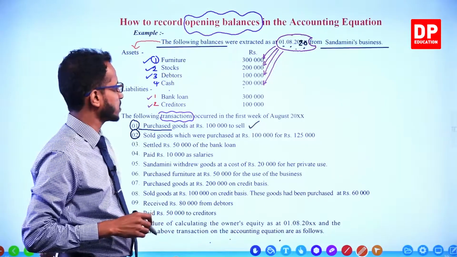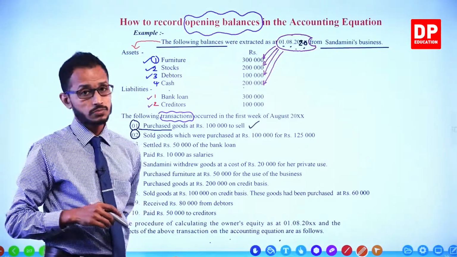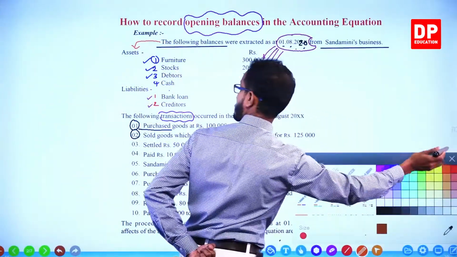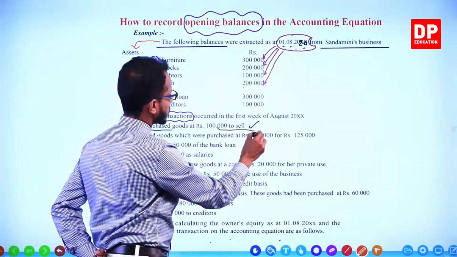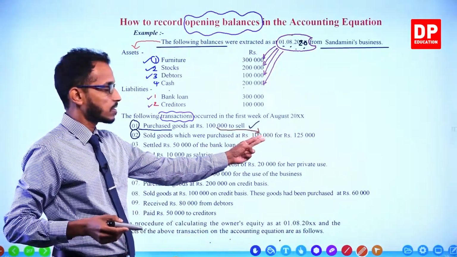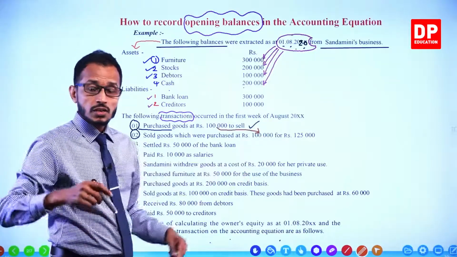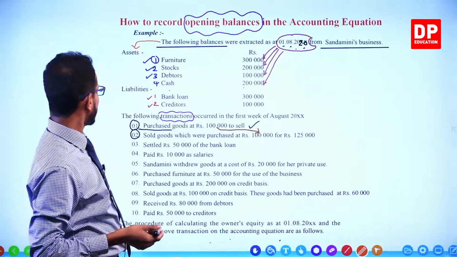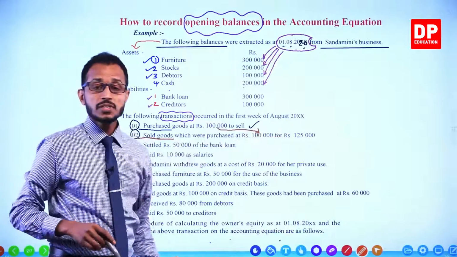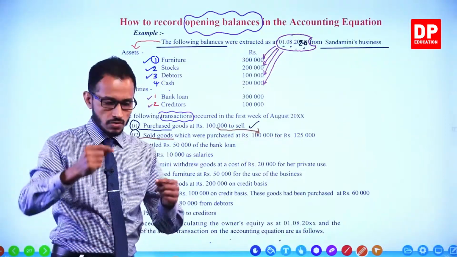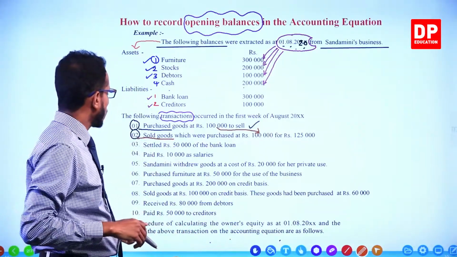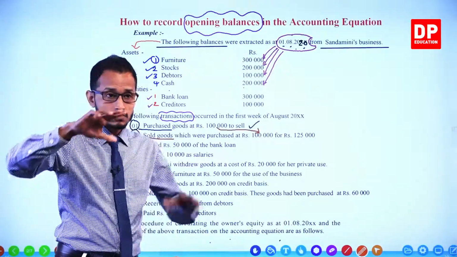Next, transaction number 2. Sold goods which were purchased at 100,000 for 125,000. These 100,000 worth of goods which we purchased, we sold for 125,000. That means with a profit. We sold goods with a profit. It's a profitable transaction.